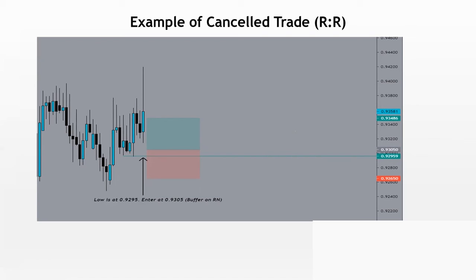0.92959. Okay? So that means that is 4.1 pips off the round number. So I would have my entry at 0.9305, because remember, we're disregarding the last number. So if I cover this number here, it's 0.9295. So because the round number is going to be hit first, I'm putting the buffer on the round number. I hope that makes sense.